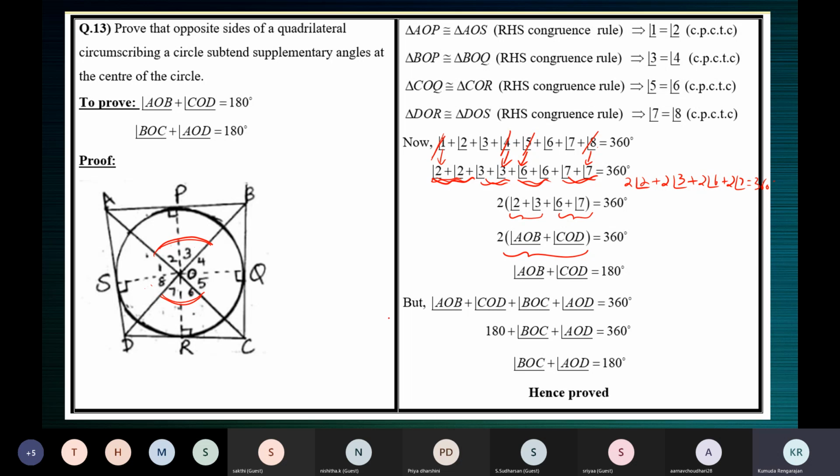Now we know that the sum of these four angles is 360. Which four angles? These four angles. That is AOB, BOC, COD, and DOA. We know that the sum of these four angles will be equal to 360, because again, they're around the point. AOB, BOC, COD, AOD, 360.